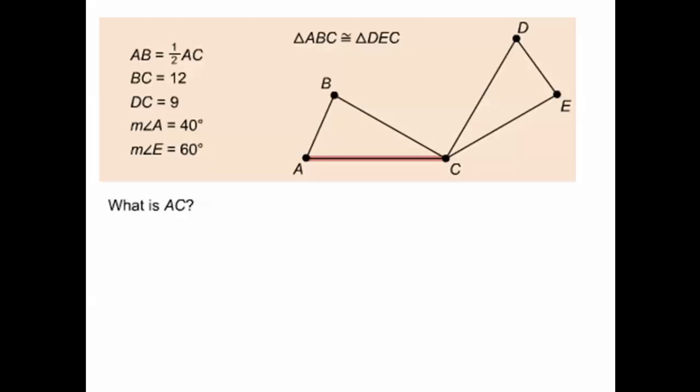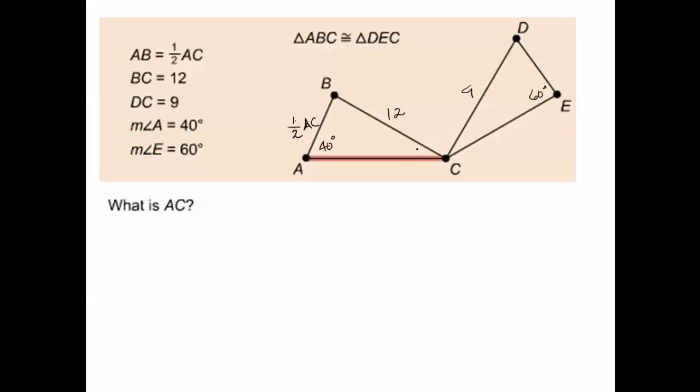Okay, this says triangle ABC is congruent to triangle DEC, and then they give us all these measures. They say, what is the measure of AC? And they've highlighted it there for us. So when I have these, I like to go through and figure out what I know, or what they're giving me. They said AB equals half the measure of AC, BC equals 12, DC, this right here, equals 9, measure of angle A is 40 degrees, measure of angle E is 60 degrees.